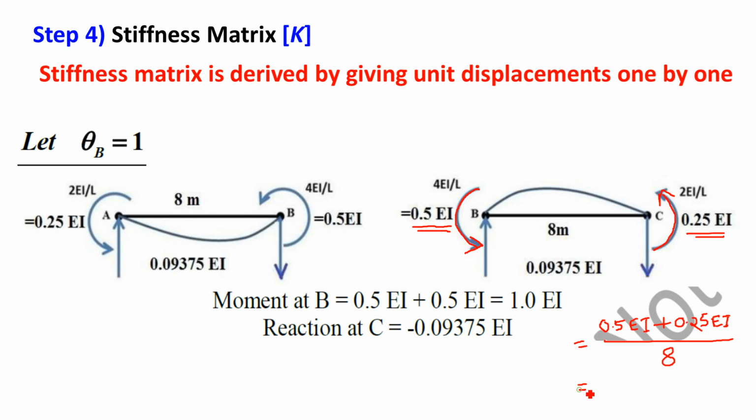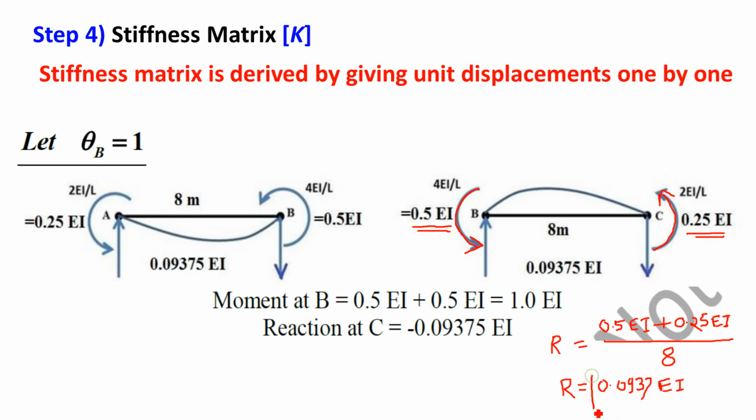So the answer is 0.0937 EI. This is the value of reaction in BC member. Understand again how to calculate reaction: it is the sum of moments at two ends divided by span. Right?